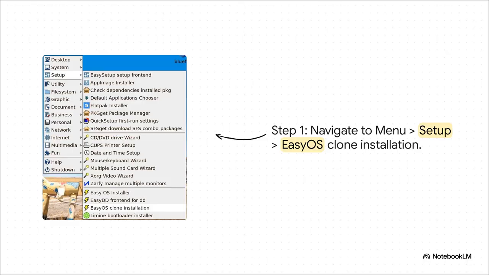First things first, you gotta find the application. So as you can see here, you just pop open the main menu, go to Setup, and you'll see EasyOS Clone installation sitting right there. One click, and you're in business.